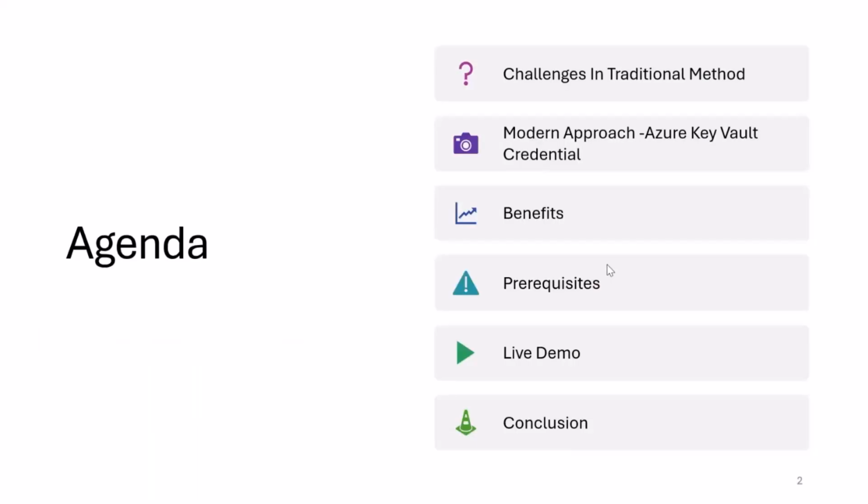During this session, I will first cover the challenges in the traditional method of managing application secrets or passwords in RPA scenarios. Next, we will discuss the modern approach, that is Azure Key Vault credential, to overcome those challenges. Post that, I will cover the benefits and prerequisites for setting up Azure Key Vault credential. Then we will jump into the hands-on session to cover the end-to-end scenario. And lastly, we will conclude this session by highlighting the key points covered in this presentation.